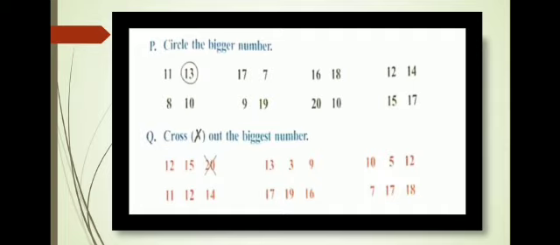Now see the next example. The numbers are 13, 3 and 9. So children, tell me which number is the biggest one? Yes, the biggest number is the number 13. So cross out the number 13. In this way, you can solve the other examples.